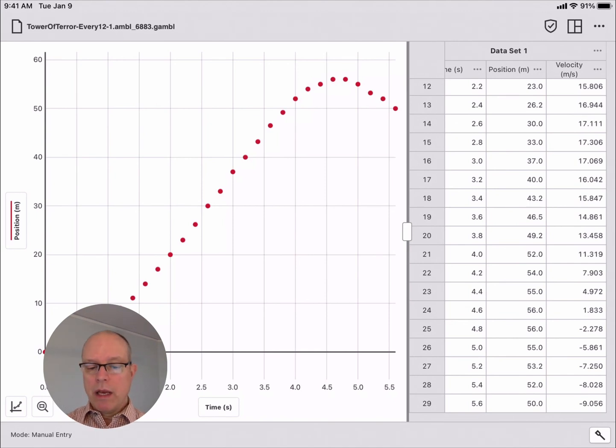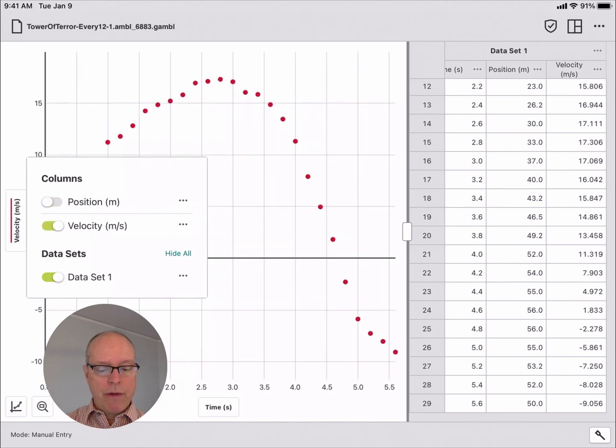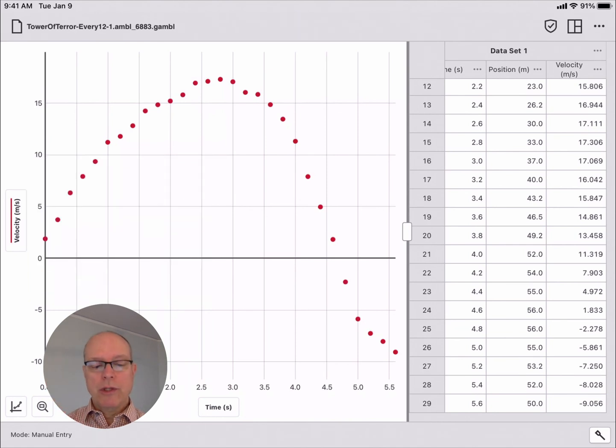So what I'm going to do now that I've got that is tap this left-hand button over here that says position. And I've got the option now of killing off position and creating a graph of velocity, and that's what I'm going to want to do. So I just tap any other place on the graph, and the graph has changed shapes, and now it means something totally different.